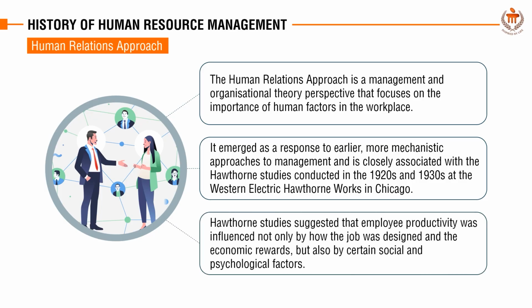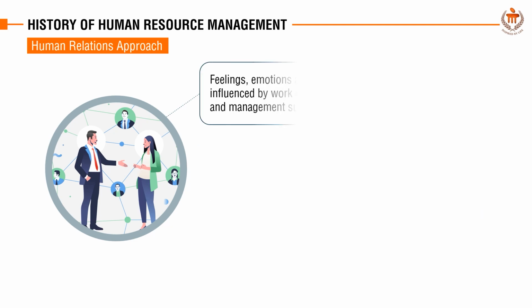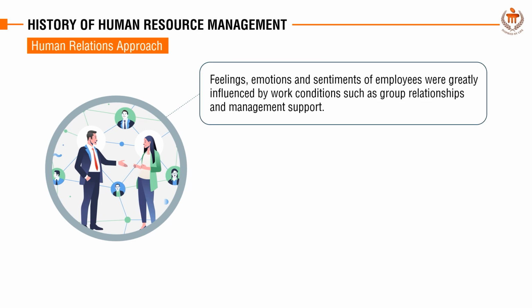The Hawthorne studies suggested that employee productivity was influenced by how the job was designed, economic reward and specific social and psychological factors. The feelings, emotions and sentiments of employees were greatly influenced by work conditions such as group relationships and management support. In this approach, the main focus was on the feelings, emotions and sentiments of employees, which can be impacted by work conditions such as group relationships and management support.